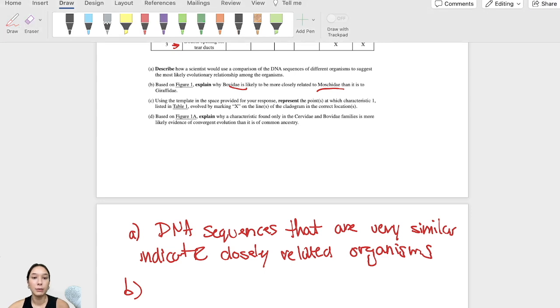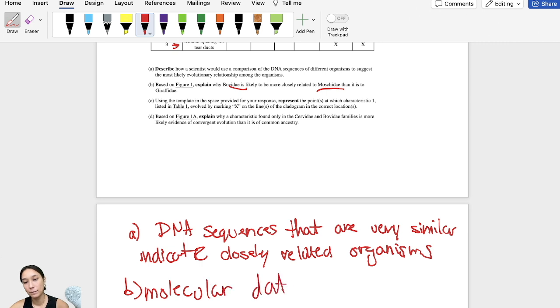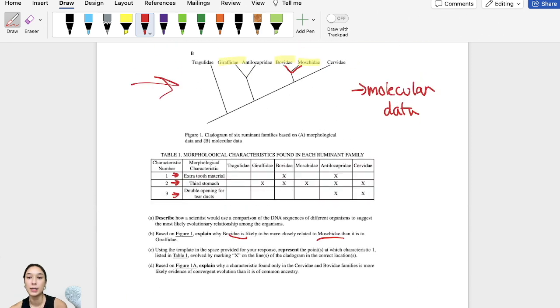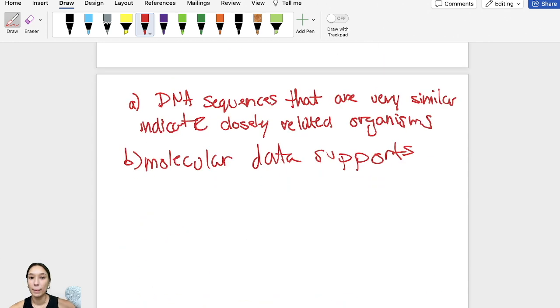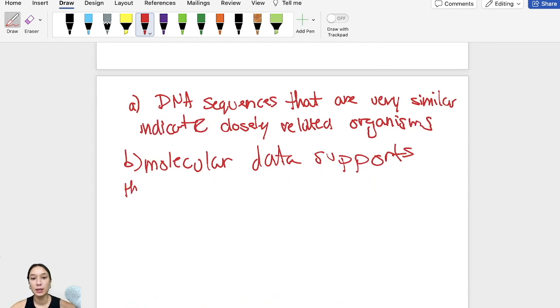So for B, I would say the molecular data supports this, right? Because the molecular data said that Bovidae and Moschidae were more closely related. So molecular data supports this, and the morphological data does not. Molecular data supports this. Molecular is more reliable.